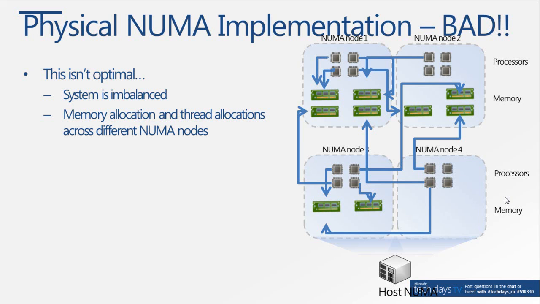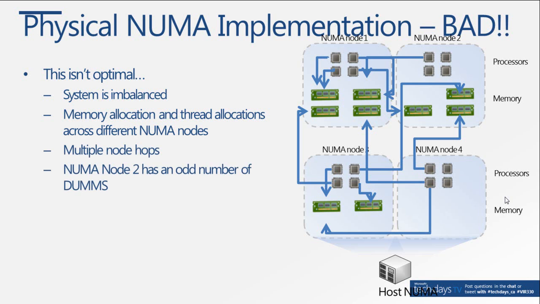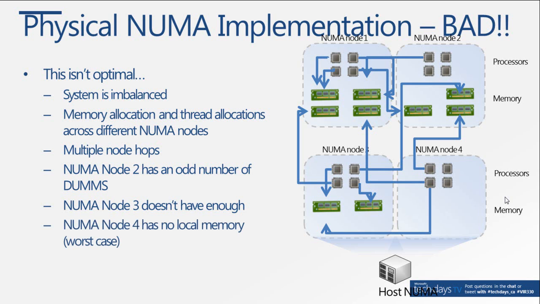So the memory allocation and thread allocations use different NUMA nodes. You've got multiple NUMA hops. NUMA node 2 has an odd number of DIMMs. Actually says DUMBs, but it really is dumb to do that. NUMA node 3 doesn't have enough, and NUMA node 4 has no local memory. In this situation, any virtual machine you implement on top of this architecture is going to perform poorly because the underlying physical hardware is not properly configured.